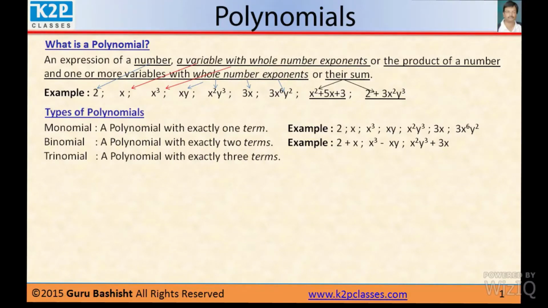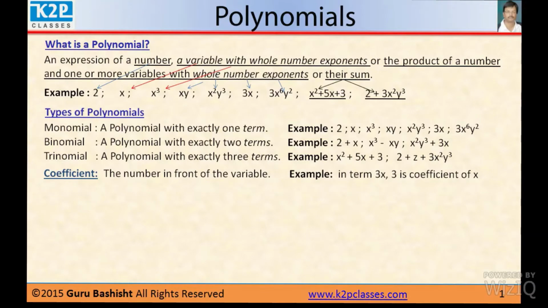Trinomials are polynomials with exactly three terms. So these are the examples of trinomials. You can see that there are exactly three terms. In other words, there are 2 plus or minus signs or their combination in the expressions.